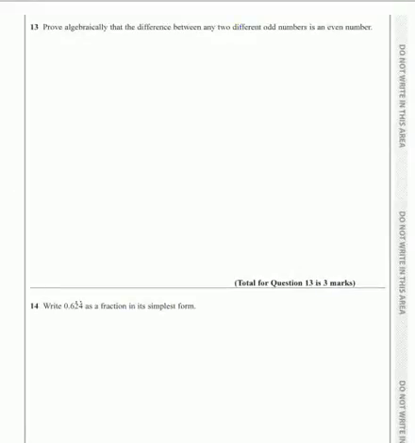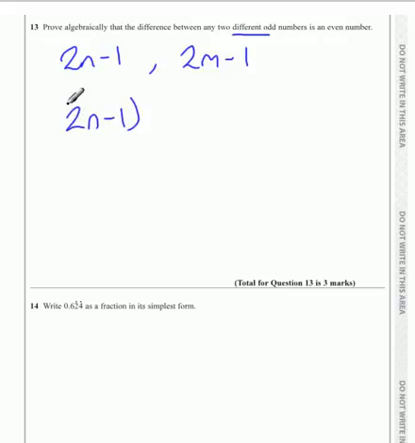Okay, we are proving that the difference between any two different odd numbers is an even number. So our odd numbers take the form 2n minus 1, and we have to look at different odd numbers. So that means we have to look at 2n minus 1 and 2m minus 1 for it to be a different number. We're doing the difference of these two things, so we're going to do 2n minus 1 take away 2m minus 1.